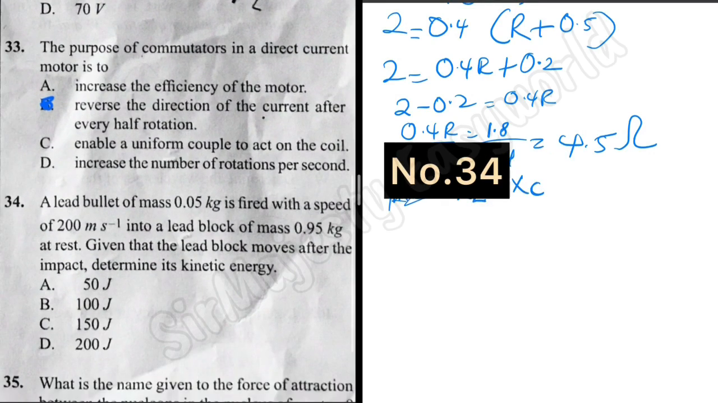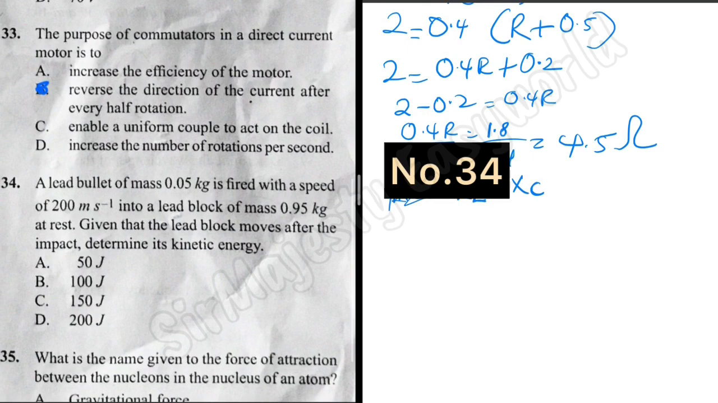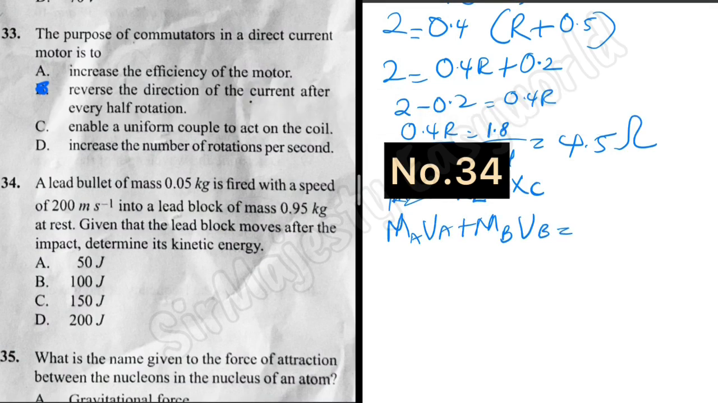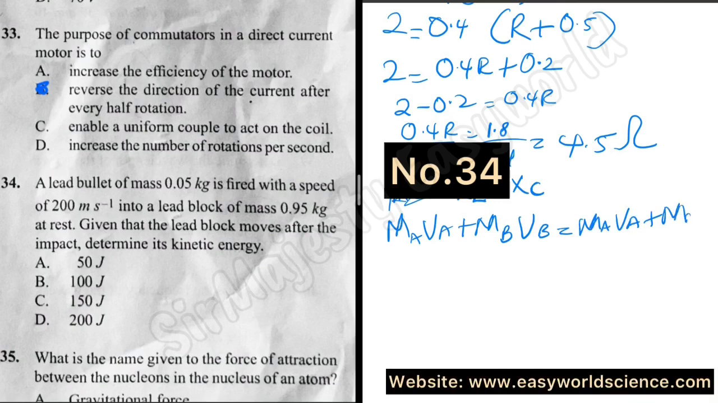So the next question is, a lead bullet of mass 0.05 kg is fired with a speed of 200 meters per second into a lead block of mass 0.95 kg at rest. Given that the lead bullet moves with the block after the impact, determine its kinetic energy. One thing I should take note of is that based on the law of conservation of momentum, you should know that MAUA plus MBUB is equal to MAVA plus MBVB.